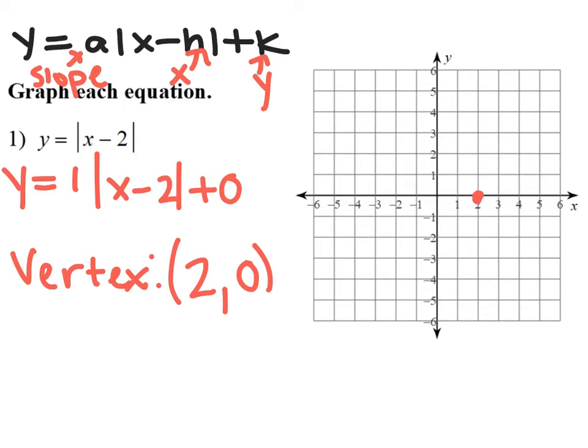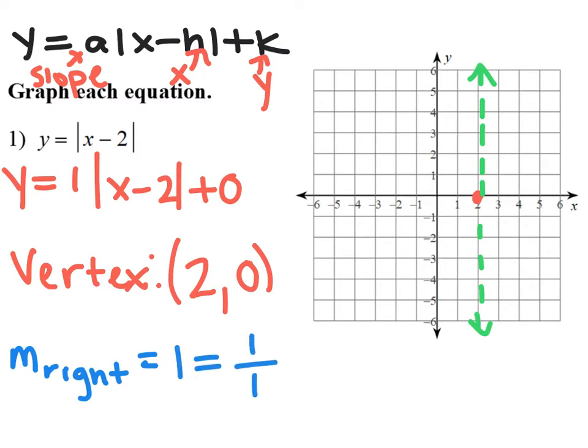Next, you're going to draw on the axis of symmetry, which is a vertical dotted line through the vertex. Then we can determine that the slope of the right side of the absolute value function is whatever is in front of the absolute value. So in this case, it would be 1, which is really 1 over 1. So I can plot my point. So I can go up 1 over 1 and draw in the graph of the right side.